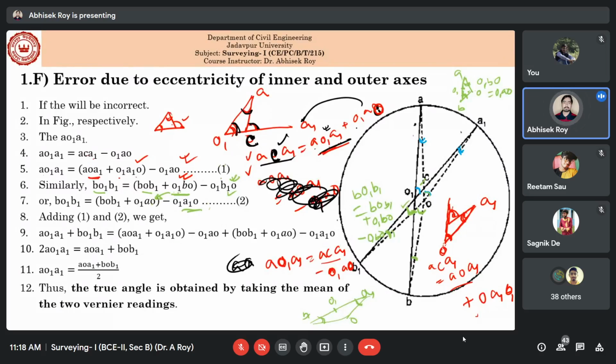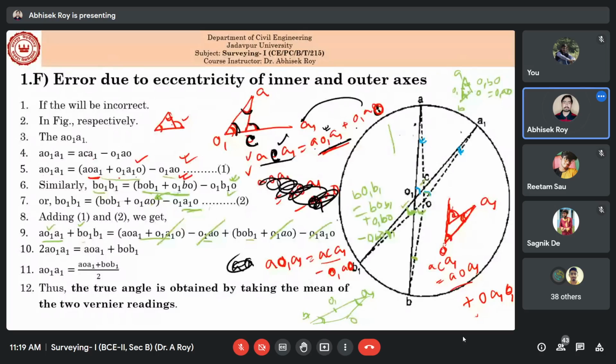Now we have got equations 1 and 2, so we'll add them up. When we are adding, the left hand side will be AO1A1 plus BO1B1, which will be equal to this part minus this one plus this part minus this one. Now you can see O1AO will cancel out and O1A1O also will cancel out. So ultimately it will be AOA1 plus BOB1. And you know these two angles are the same.